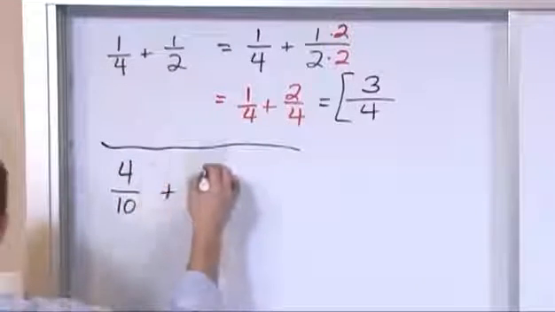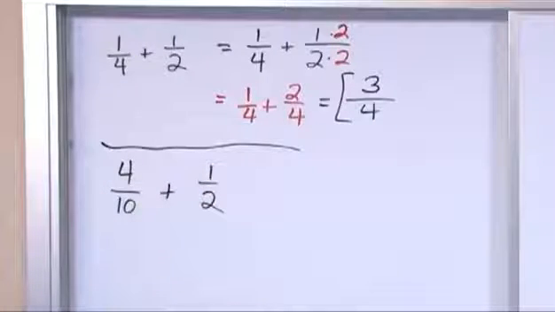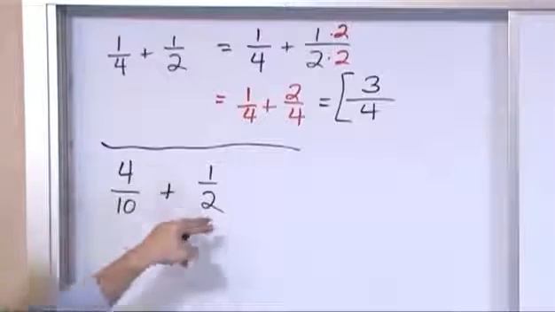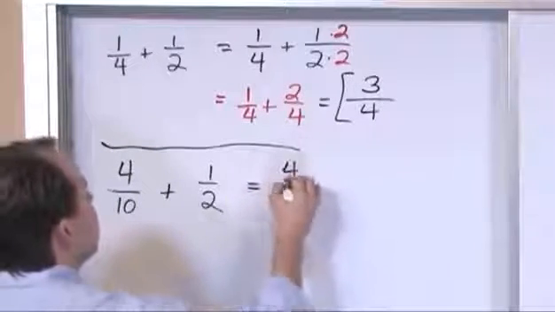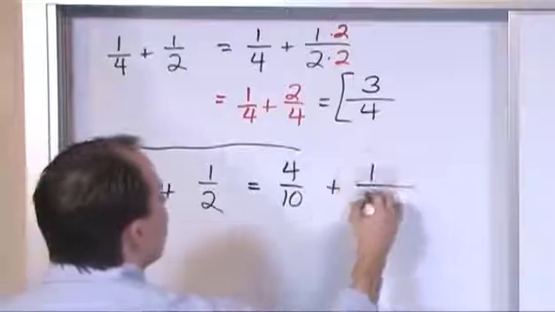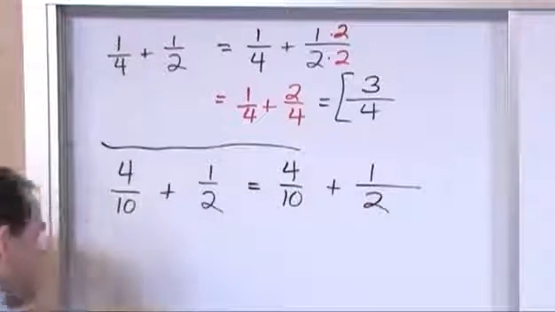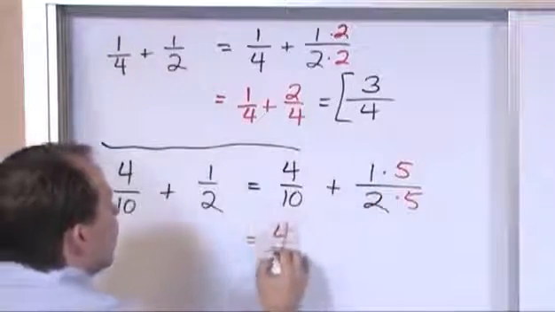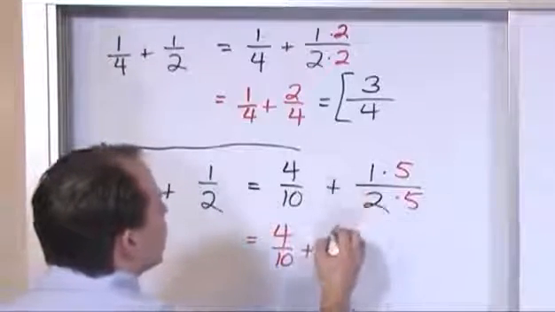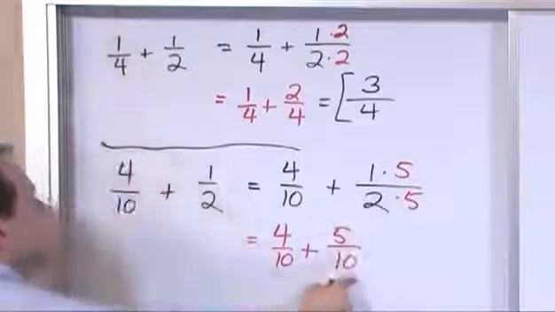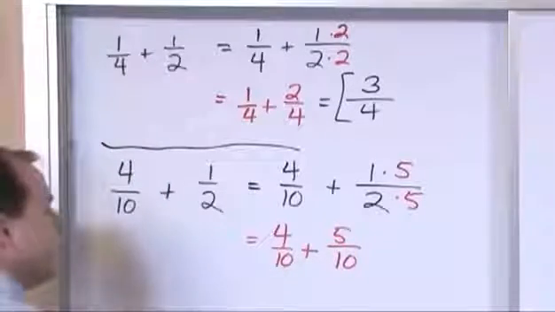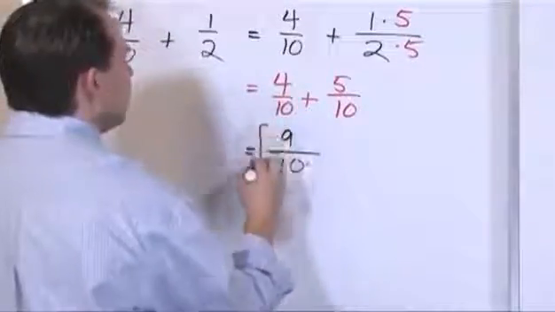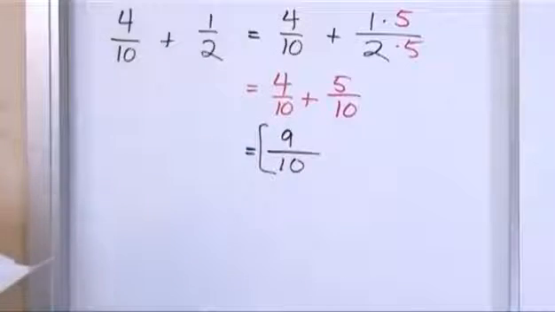What if you have 4/10 plus 1/2? So I look at these and I say, well, I've got 10 and I've got 2, and those are different, but I know that 2 times 5 is 10, so I'm going to choose to work on that second fraction, 1/2, and multiply it in the top and the bottom by 5. So what I'll have is 4/10 plus 1 times 5 is 5, 2 times 5 is 10. Now the denominator is the same in both of these. So here I'll have 10, and I'll add the tops. 4 plus 5 is 9. This is a fully simplified answer, so I'm done.